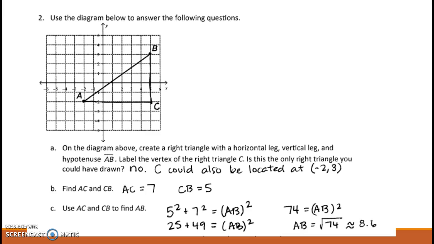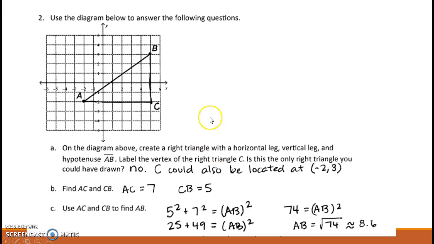Okay, I hope you've had some time to work through question 2. So you can see we can create a right triangle with a horizontal leg and a vertical leg that has hypotenuse AB. And then that right angle would be vertex C. We could also draw a different triangle from the one that I have here. If you located point C at -2, 3, that would give you a congruent right triangle. We can use the strategies that we did in part 1 to find the lengths of AC and CB. And if you do that, you notice that AC is 7 and CB is 5.